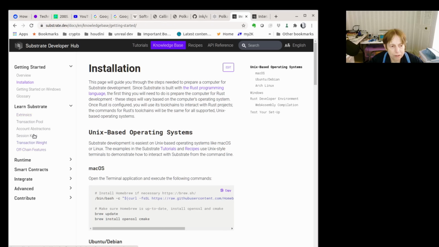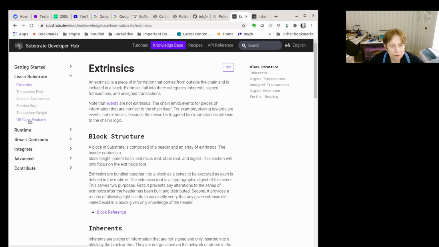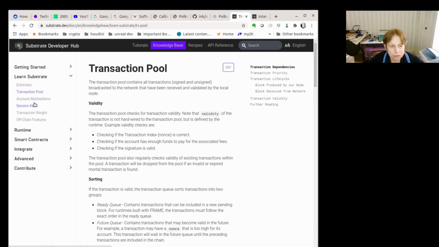And here's the learning section, which goes through the technical items: block structure, transaction pool. That's the validated transaction. Okay. So they talk about, actually, the transaction queue has two sorts of transactions: a ready queue that can now be included in a pending block, and a future queue waiting validation. So validation, as they mention, is a transaction index, correct? Nonce, and we've heard that, we've seen that in regard to Bitcoin.